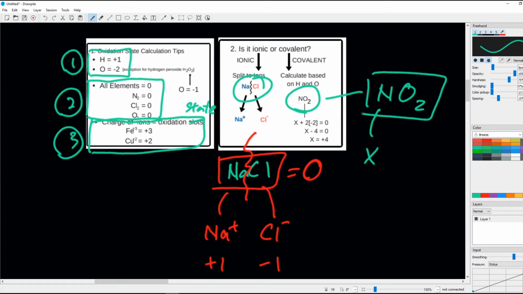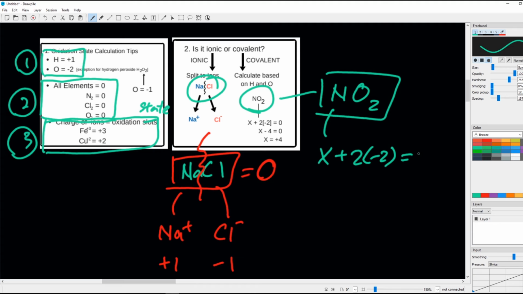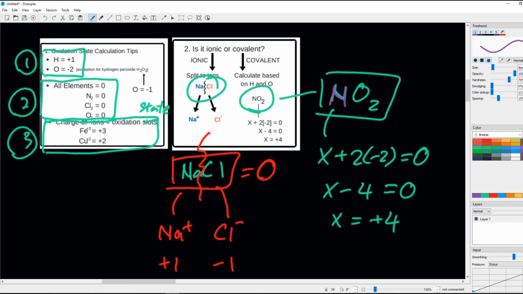The whole thing has no charge, so its oxidation state is 0. So X plus, there are 2 oxygens, so 2 times -2, equals 0. If you solve everything, X minus 4 equals 0, so X equals +4. So the oxidation state of N is +4. That is a very general explanation of how to calculate oxidation state.